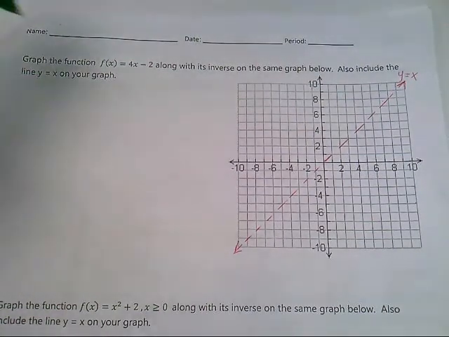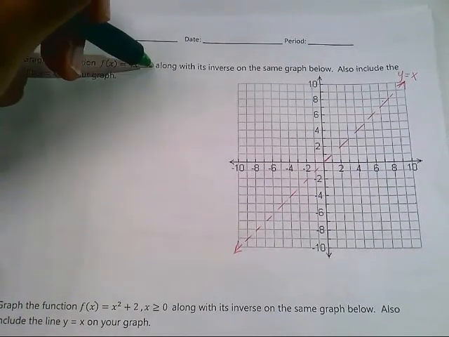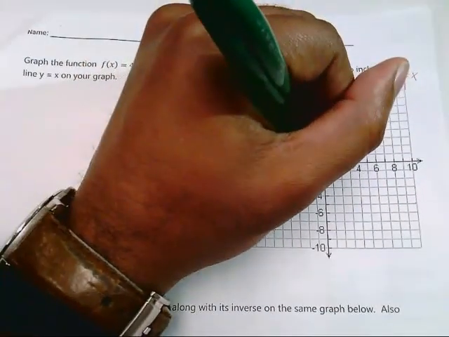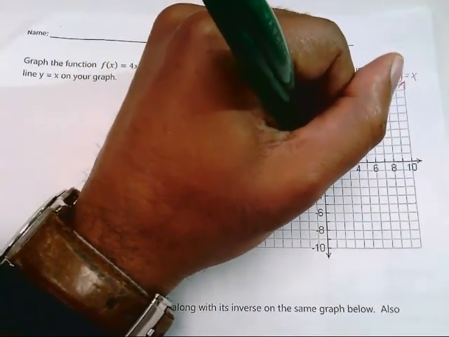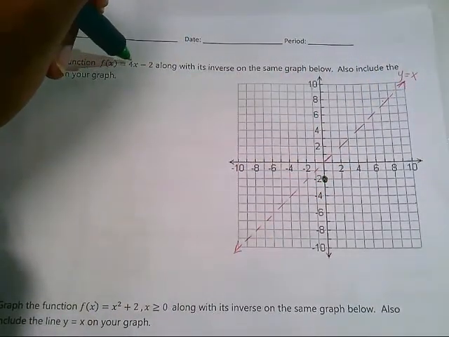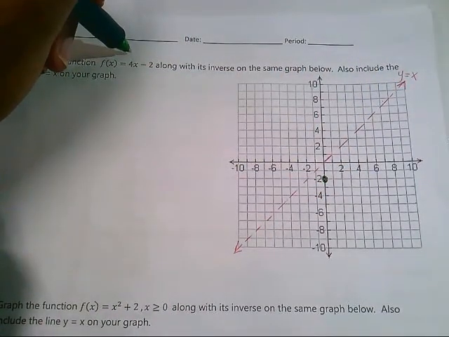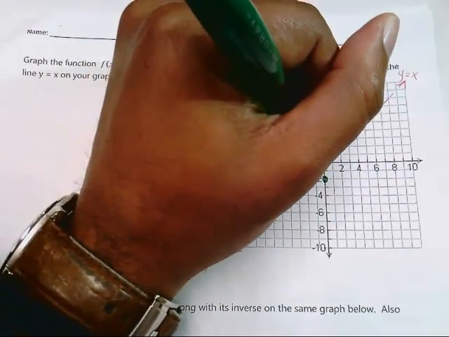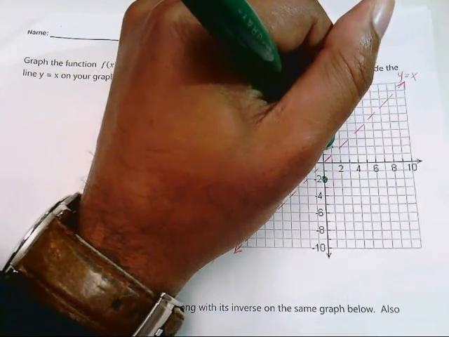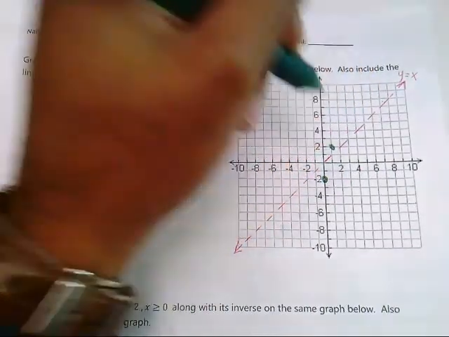So if we graph the function 4x minus 2, that's telling us that we have a y-intercept of -2. So here's our original y-intercept, which is at -2. And for our slope, we're going to go up 4 and over 1. So we'll go up 1, 2, 3, 4, and then over 1 to match our indicated slope.